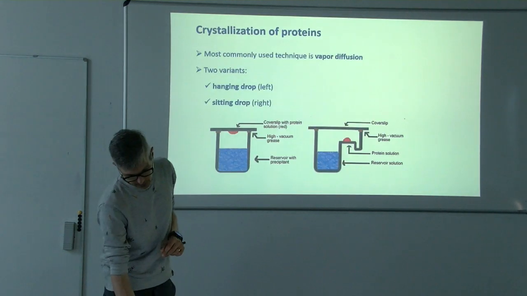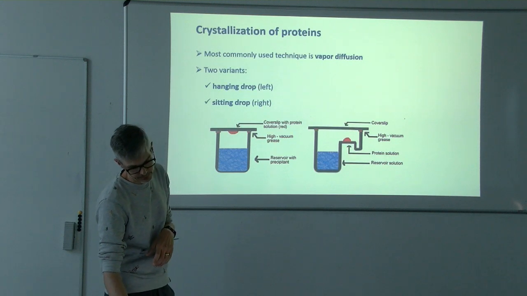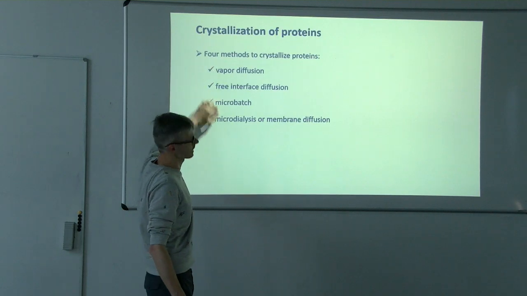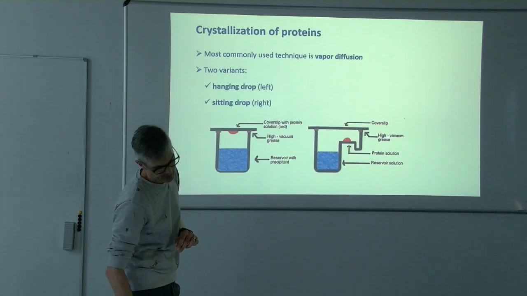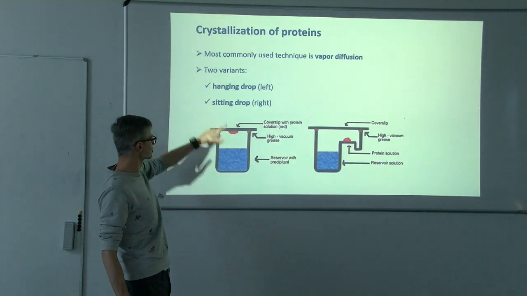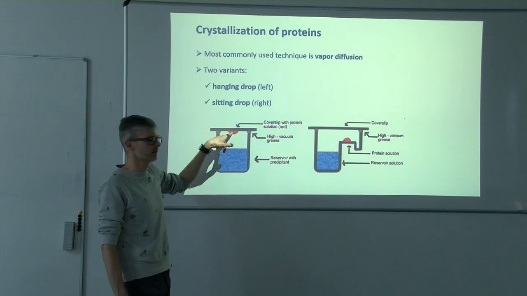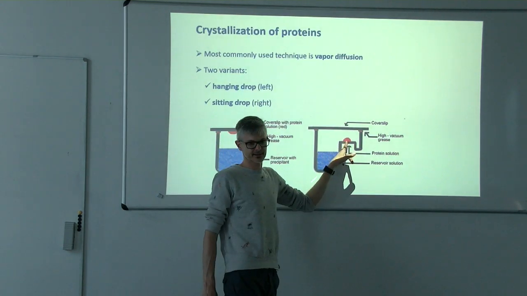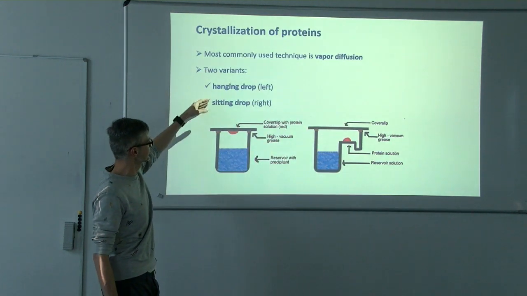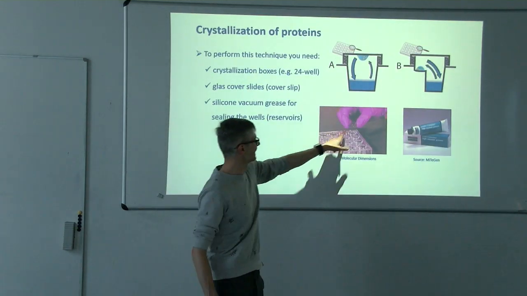And this is why then you can have different techniques. First of all, one often used technique is the vapor diffusion. These are other possible techniques. And in the vapor diffusion, you have two options. You can go for the hanging drop. I think that's obvious. Here, the drop is hanging here, while here, the drop is sitting. Right? So these are actually how they are called. The hanging drop method and the sitting drop method. This is actually how it looks like.